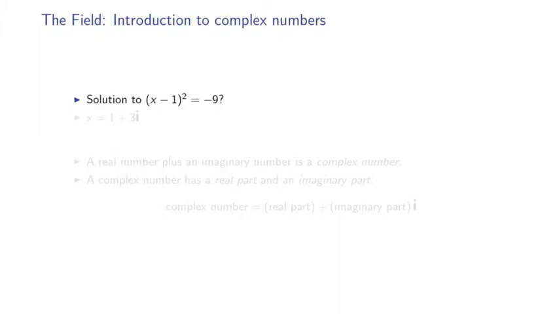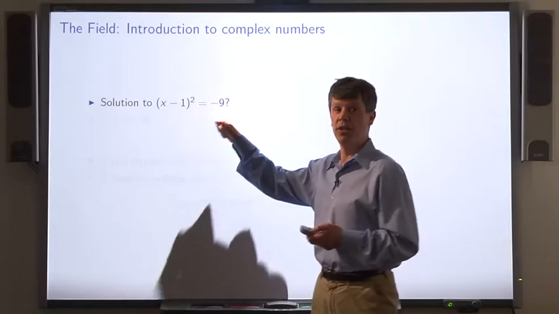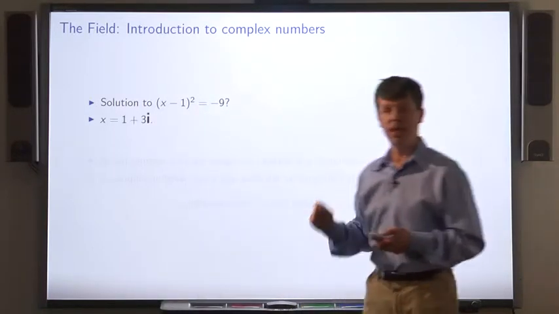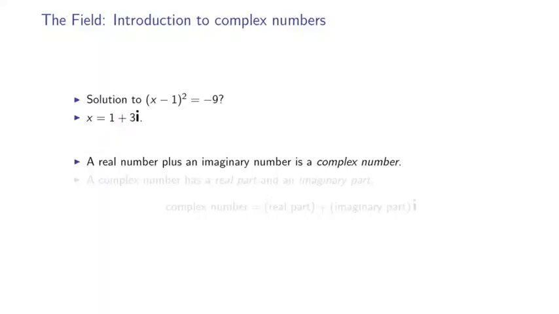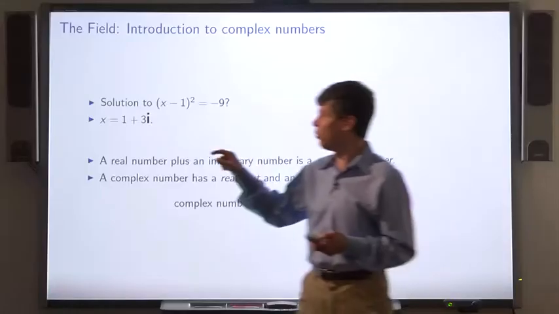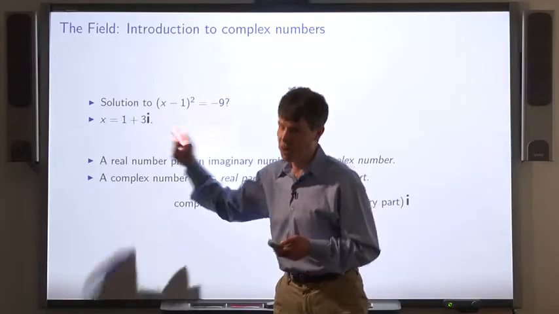You can use the imaginary numbers to solve other equations. x minus 1 quantity squared equals minus 9 has the solution 1 plus 3 times i. When you add a real number to an imaginary number, you get a complex number. A complex number has a real part and an imaginary part. The complex number is the real part plus the imaginary part times i. So both real part and imaginary part are real numbers.